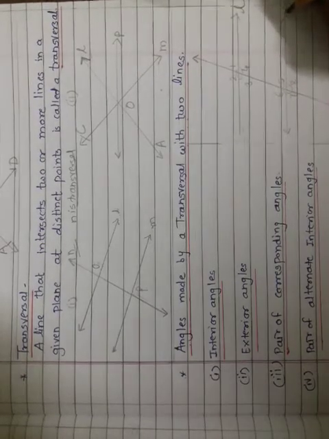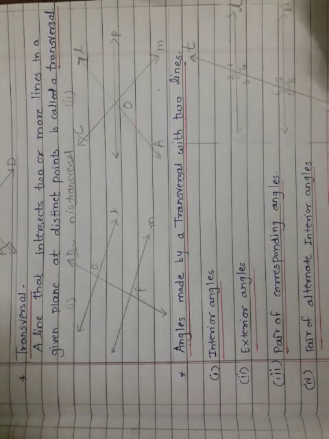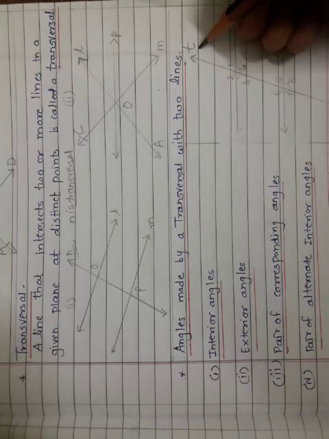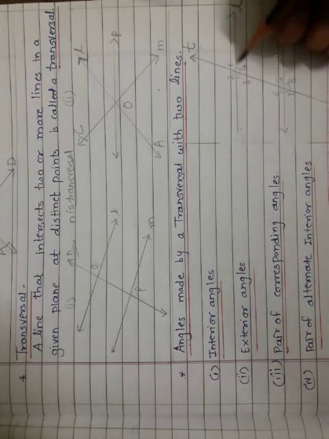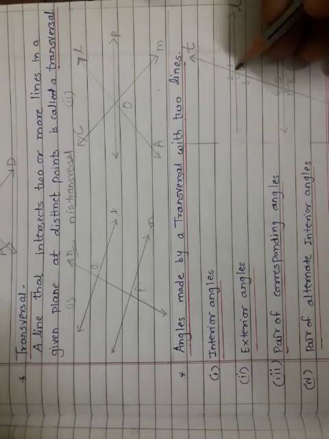Now the next point, angles made by a transversal with two lines. Okay, so I have drawn one figure here. L and M are two lines, and these lines are parallel. This line T is intersecting the L and M lines at distinct points. So T line is known as a transversal.